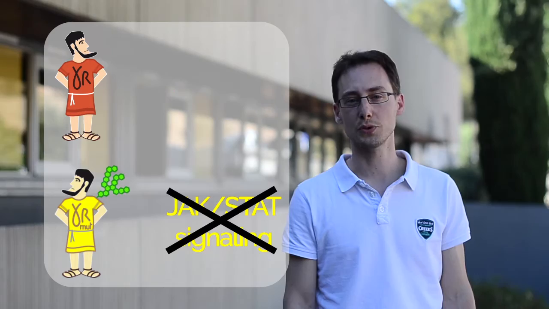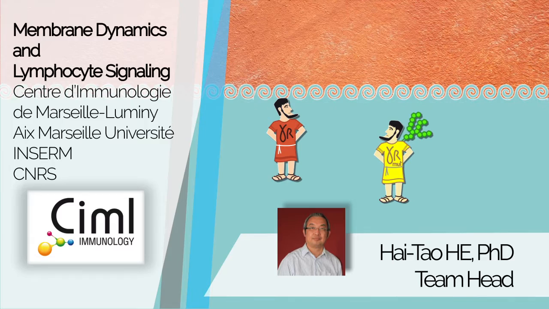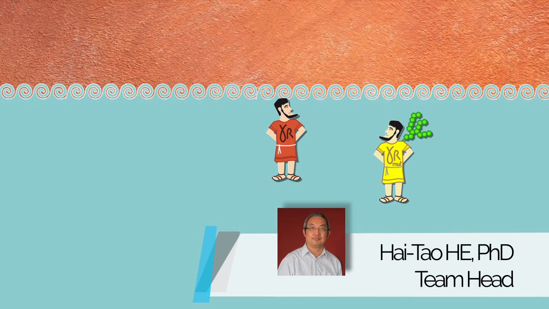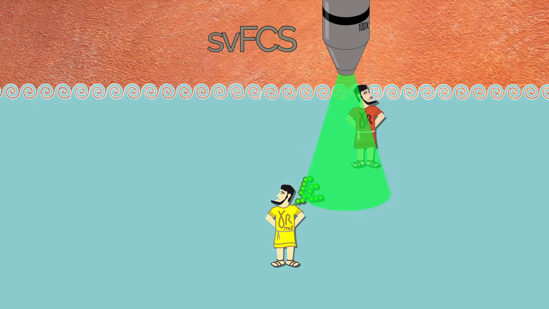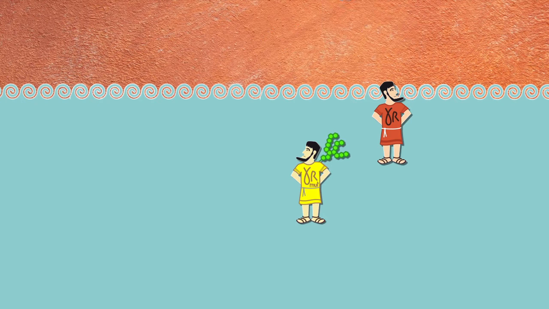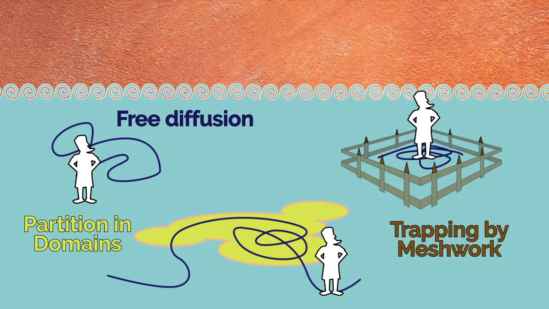To understand the difference between the wild type and the mutant form of the interferon gamma receptor, we looked at their diffusion dynamics at the plasma membrane. For this, we used SVFCS, a powerful technique we previously developed in our team. With it, we can distinguish between three kinds of diffusions: the free diffusion, the dynamic partitioning into membrane domains, and trapping by the actin cytoskeleton meshwork.